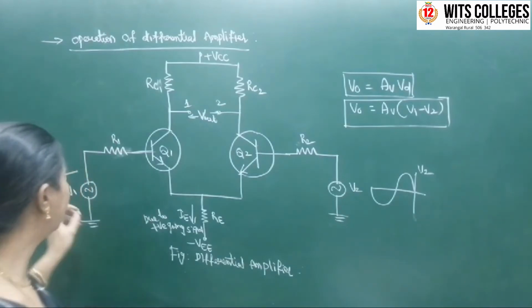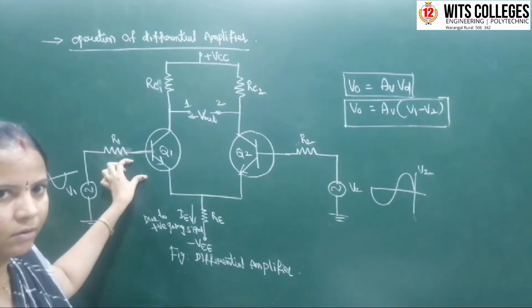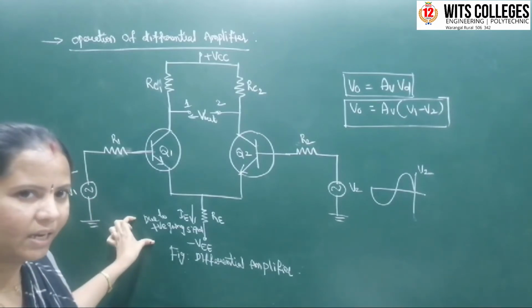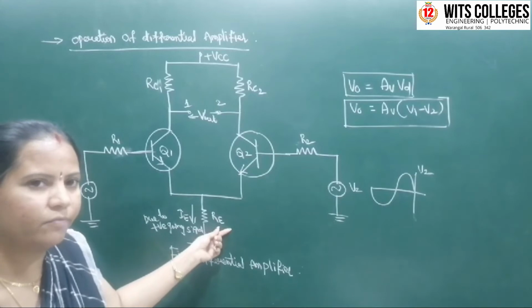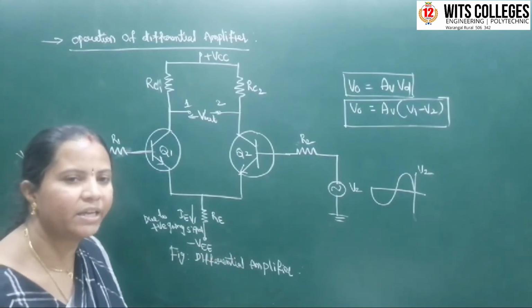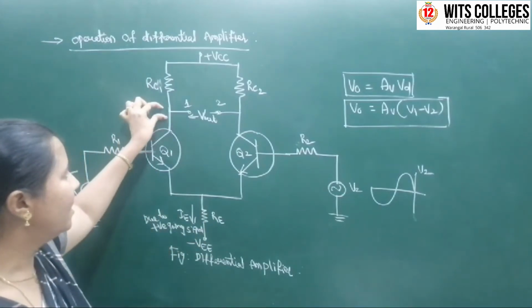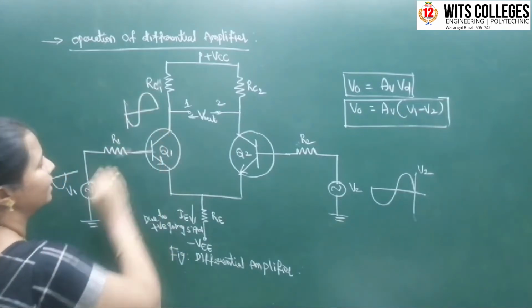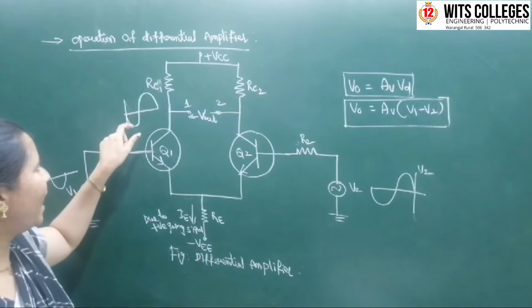When we give a positive going signal at the base of the transistor, what will happen? Due to the positive going signal at the base of this transistor, the emitter current flows through the resistor RE, and this emitter current is going to increase. We get the output voltage at the collector terminal, and it is a negative going signal. Now we are giving the positive going signal, and at the collector we are getting the amplified signal.